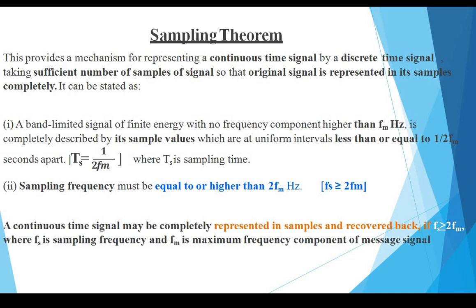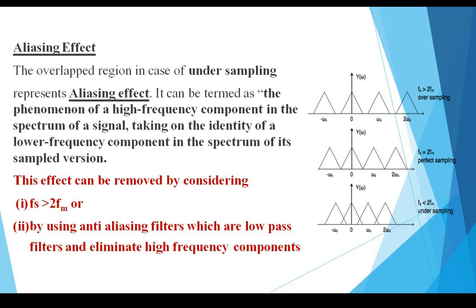But the condition was there if Fs is less than 2 FM. I hope you remember. Then at that time you will get an overlapping signal, as I have said. Correct? So that overlapping is nothing but your aliasing effect, the overlapped region in case of undersampling, where Fs is less than 2 FM. If Fs is greater than 2 FM, it is oversampling. What happens? You will get spaces between the samples, and time will be wasted. Second, perfect sampling: what do you get? Fs is equal to 2 FM. Here also you will get your original message signal.